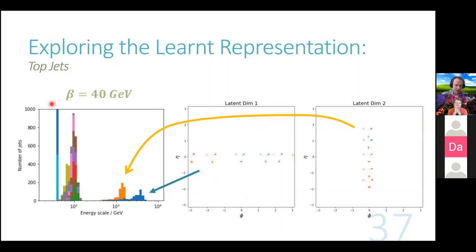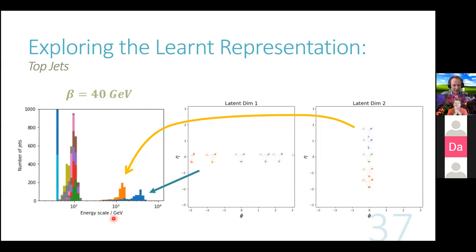So I've trained this variational autoencoder with beta of 40 GeV, which is below the mass of the top quark, so it should be learning the hard substructure of the top. And here again, we have these histograms associated with the various latent space directions of the trained autoencoder. There's two directions up here, and then a bunch down here. First of all, I want to investigate what these two mean. And those correspond to an energy scale of a TeV or so.